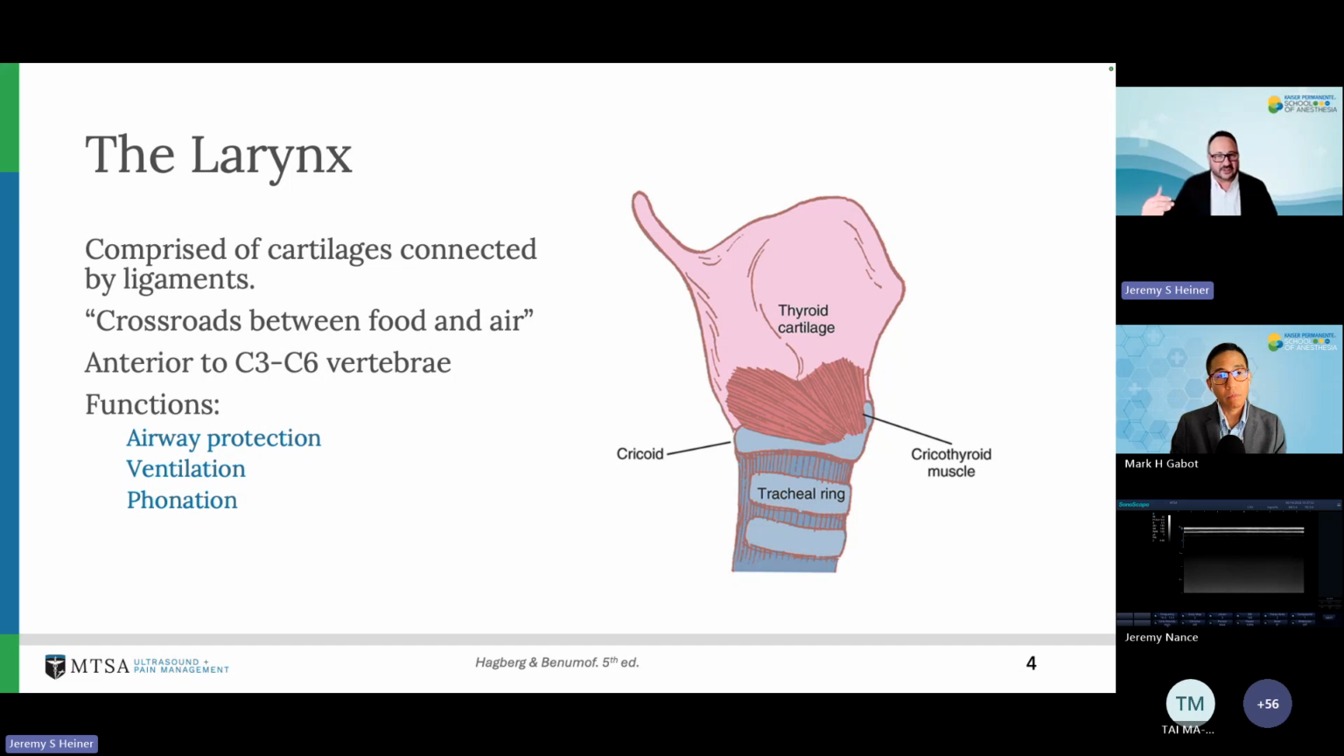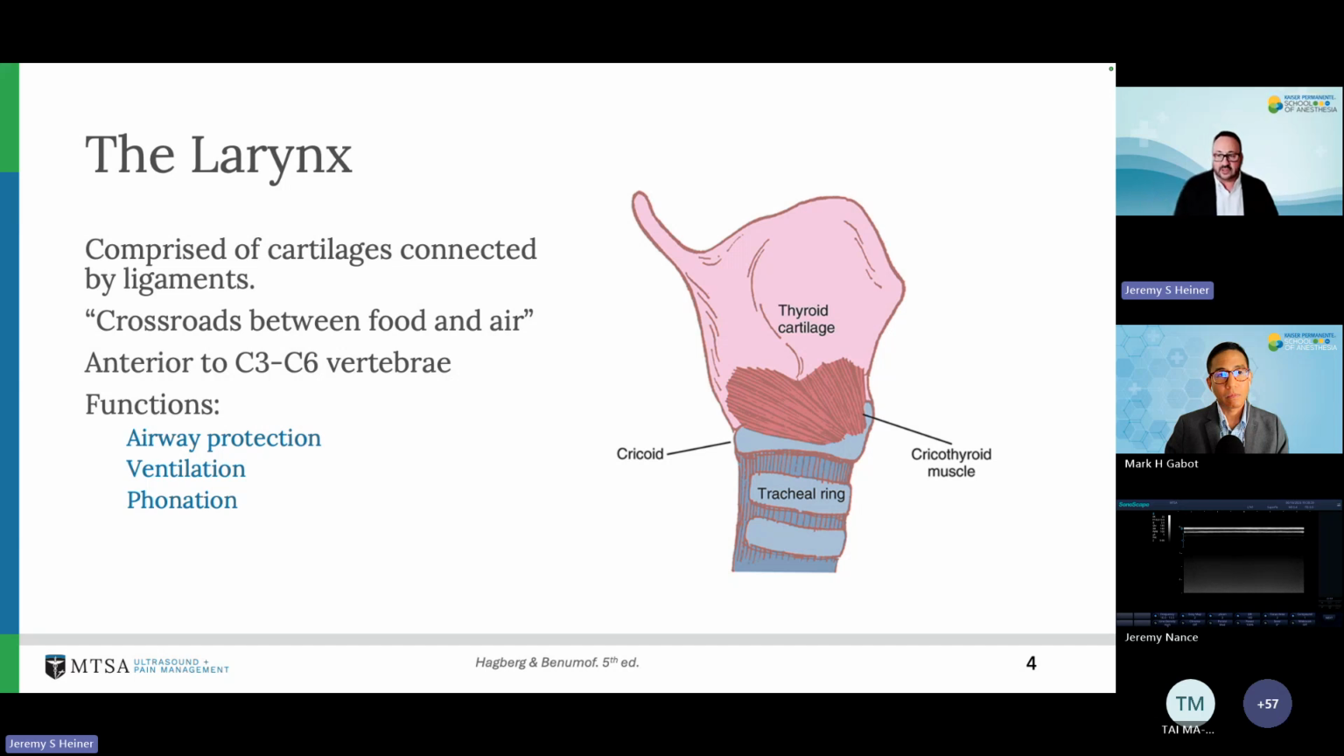So the larynx consists of some important cartilages. The thyroid cartilage, we'll be seeing that today. The cricoid cartilage, we'll be seeing that today. The epiglottis is there as well. And then we have our small paired cartilages that are involved in vocal cord function. The larynx is really what's known as the crossroads between food and air. So when we swallow, that epiglottis is saving us, and food slides right over the top of it. We certainly need the larynx as an essential part of our living and breathing.